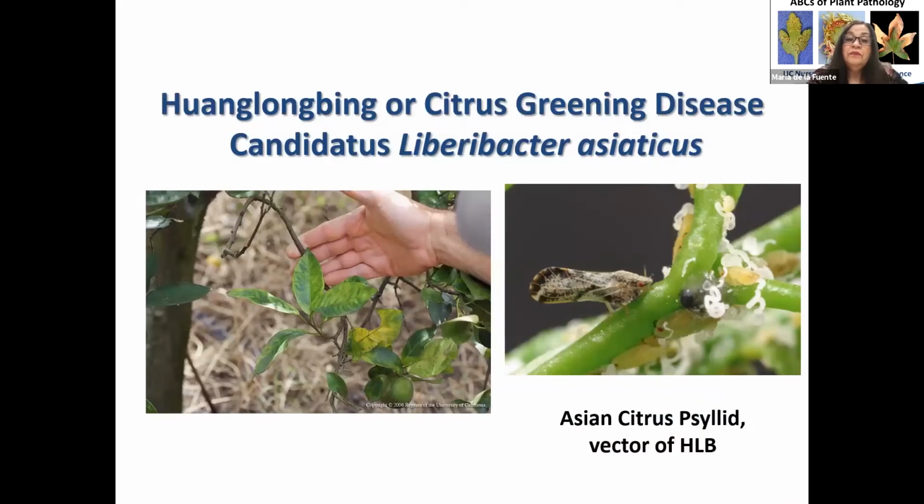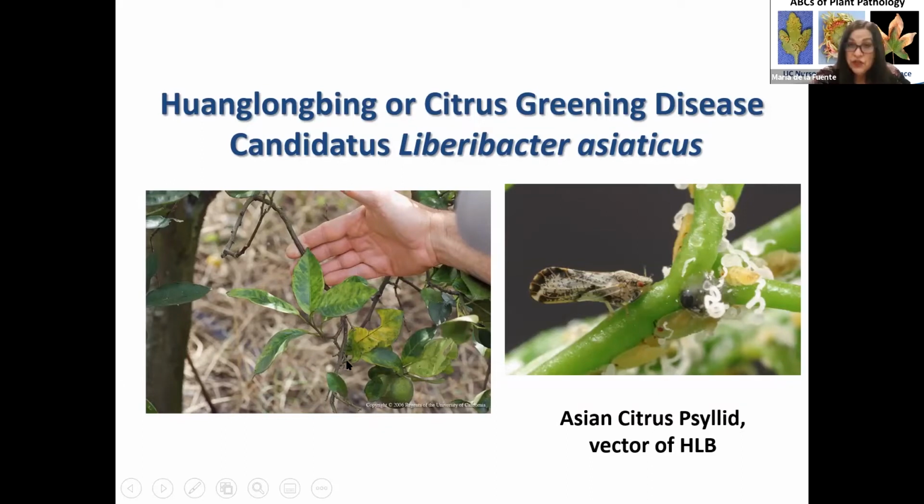And then this, as I told you, is still just a candidate. So that's why we cannot say that the bacterium is called Liberibacter asiaticus. That's the proposed name. But it's a bacterium that causes what is known as Huanglongbing or citrus greening disease. These are the common symptoms, although you have to be careful because sometimes the symptoms resemble some deficiencies.